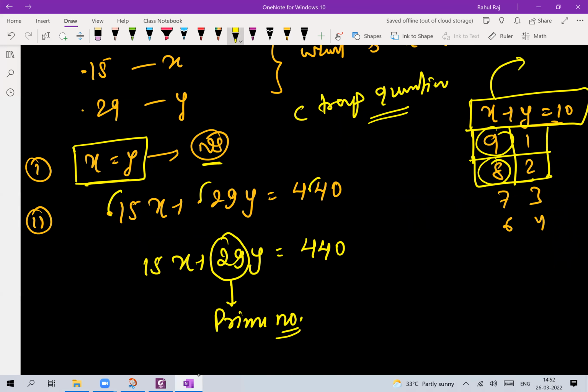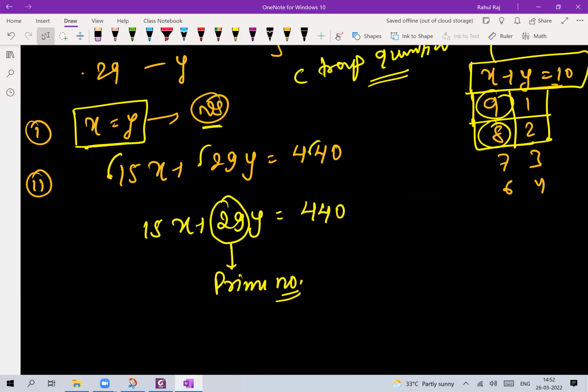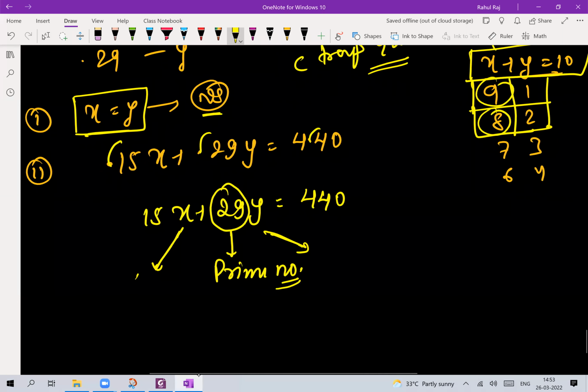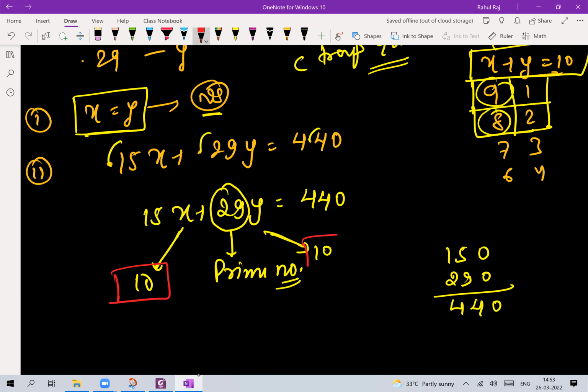I have seen this in plenty of questions. If in an equation there is one prime number, it means there is only one value of x and one value of y that will satisfy this equation. Imagine if I put x is equal to 10. So 15x becomes 150. Imagine y I put equal to 10. 29y becomes 290. So if you add it, you will get 440. And there is no other value except x is equal to 10 and y is equal to 10 which will give you 440. Now, how do you get to know this? You will have to do the hit and trial method. There is no other method at all.